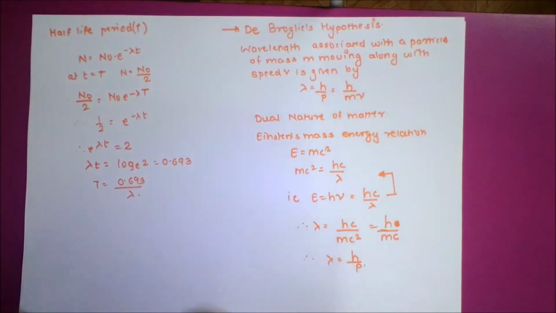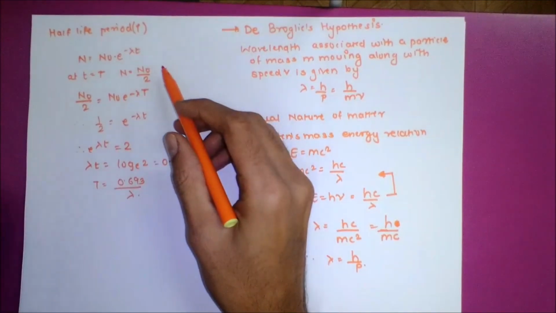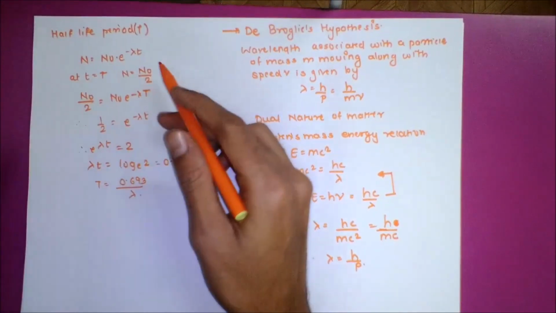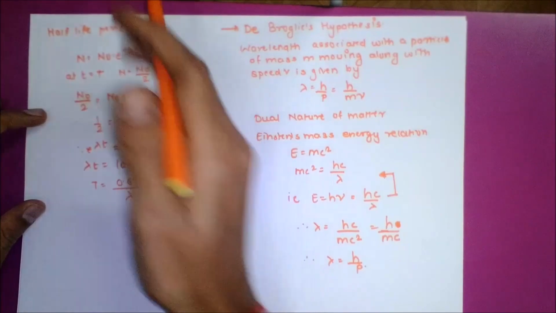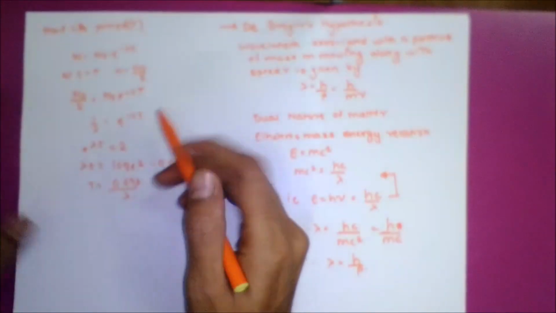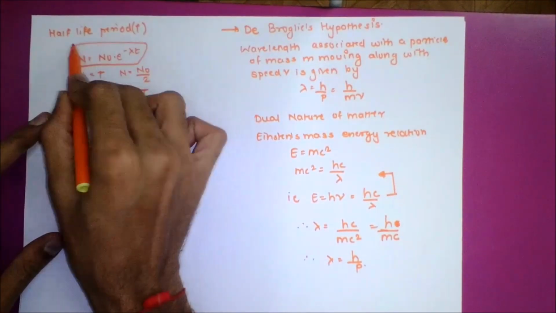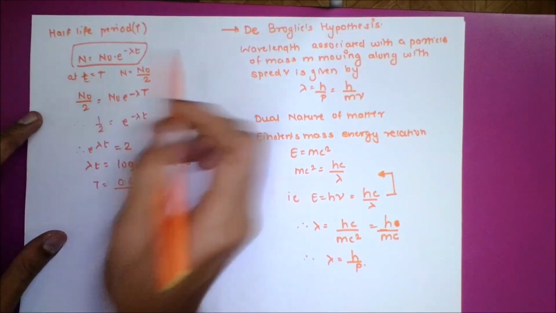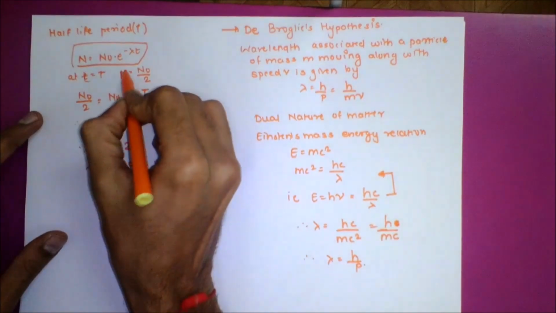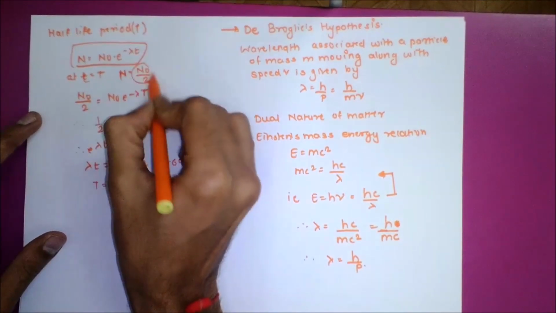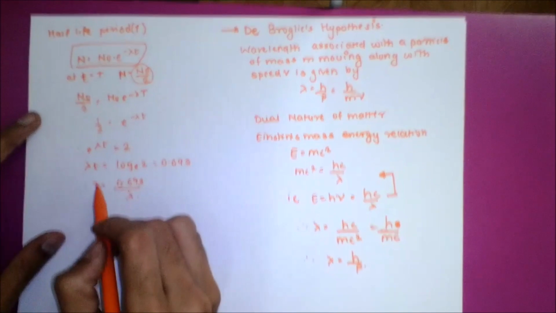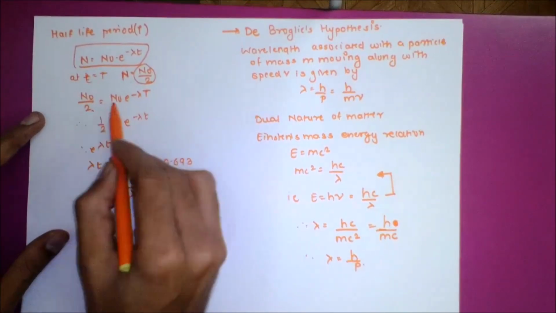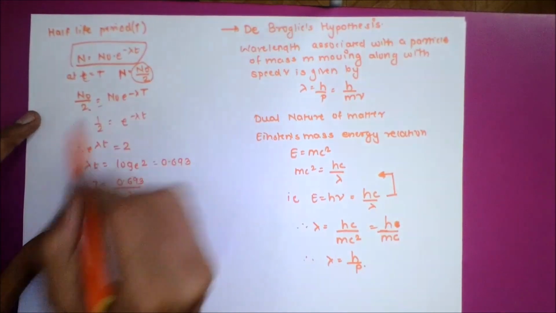Now we will find the half-life period for a radioactive substance. The half-life period of a radioactive substance is defined as the time required for half of the substance to disintegrate. So we have the equation N equals N0 e raised to minus lambda t. At time t, which we take as capital T, the substance has disintegrated to half of its original, where N0 is the original. So we have N0 upon 2 equals N0 e raised to minus lambda T.